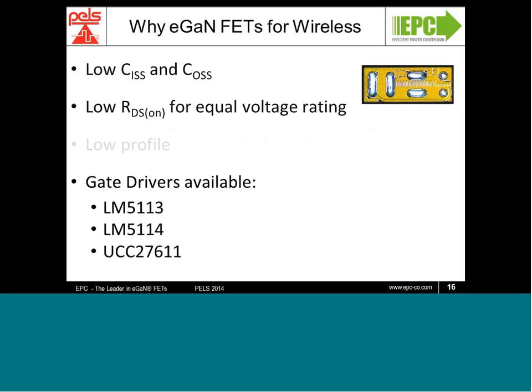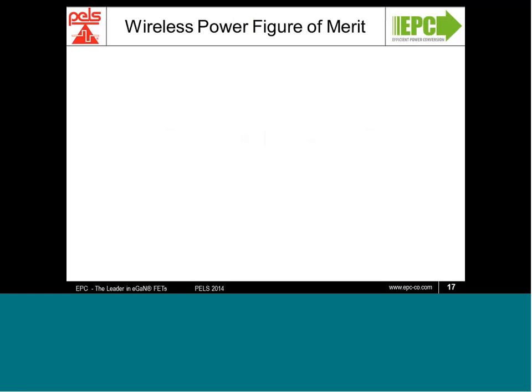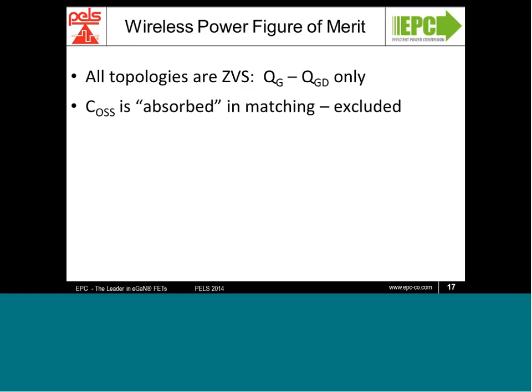Before we get into the topologies, let's look at how to compare the various technologies. We're going to look at a wireless power figure of merit. All the topologies are zero voltage switching. Even when they operate off the optimal operating point, they are still very closely aligned to zero voltage switching operation. If not, the losses in the devices become so excessive that it would no longer function. Therefore, for the gate charge, we can omit the voltage transition portion of that by simply deducting it from the total gate charge, and that can be used as part of the figure of merit. The output capacitance is essentially absorbed into the circuits of both the converters and is therefore excluded.